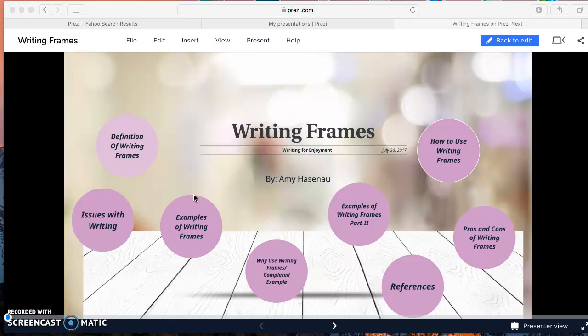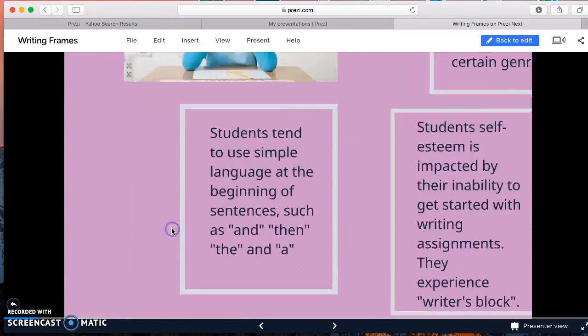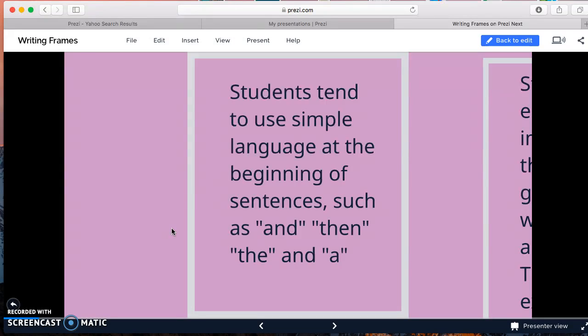First, I'd like to discuss the issues students have when writing. Students tend to use simple language at the beginning of sentences, such as "and," "then," "the," "a," and we see this quite often.